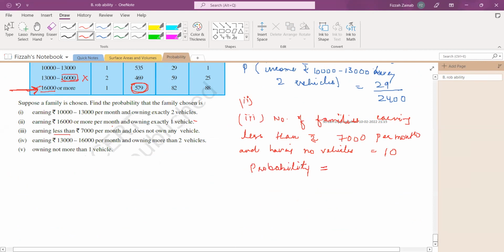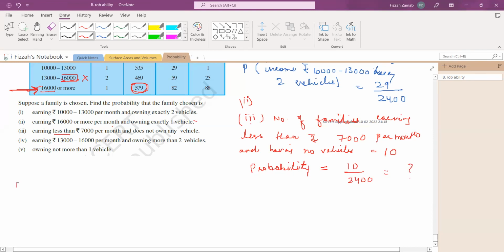You can simply write probability like this also, if you don't want to write everything in the bracket again, because you have already mentioned it here. So probability is simply 10 divided by how many families are there? 2,400, right? So this is the answer. You will do the calculation.